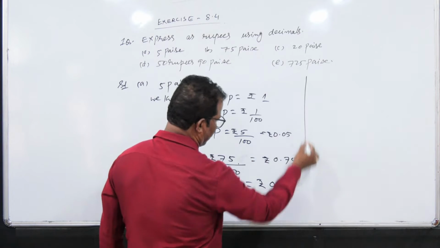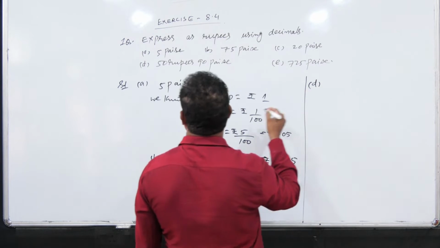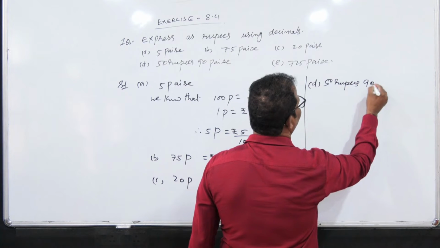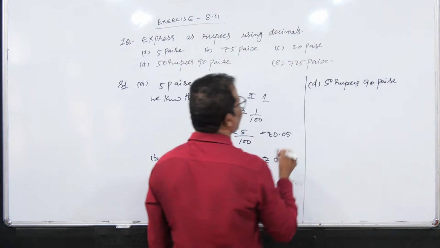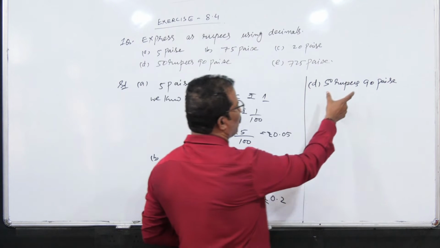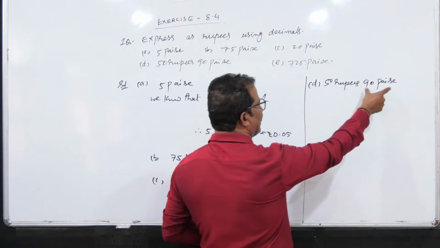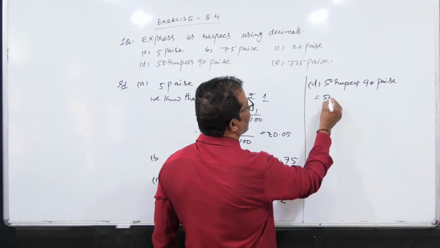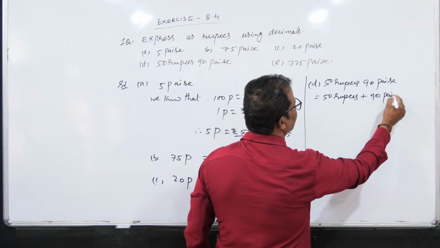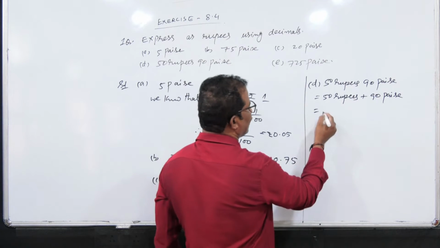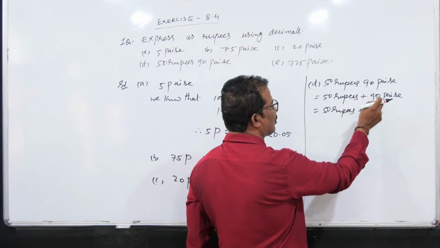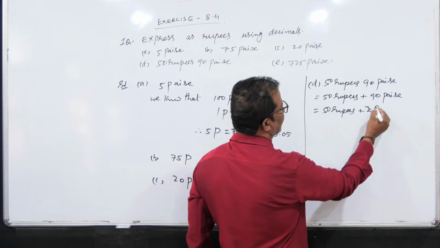Now in the next question, that is D, what is that? That is 50 rupees and 90 paise. See, as per the question, we have to convert the given paise into rupees. In this question, two parts are there: already 50 rupees and 90 paise. For this, we can break it like this: rupees 50 plus 90 paise. Understand? So already it is in rupees. No need to do anything for this. But we have to convert this 90 paise into rupees.